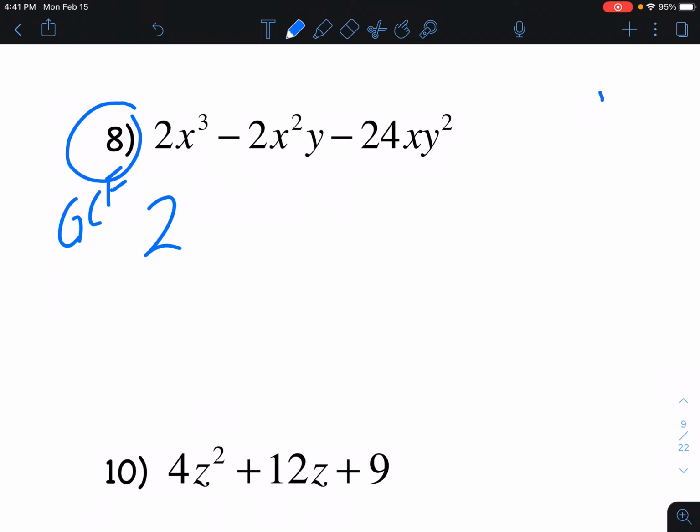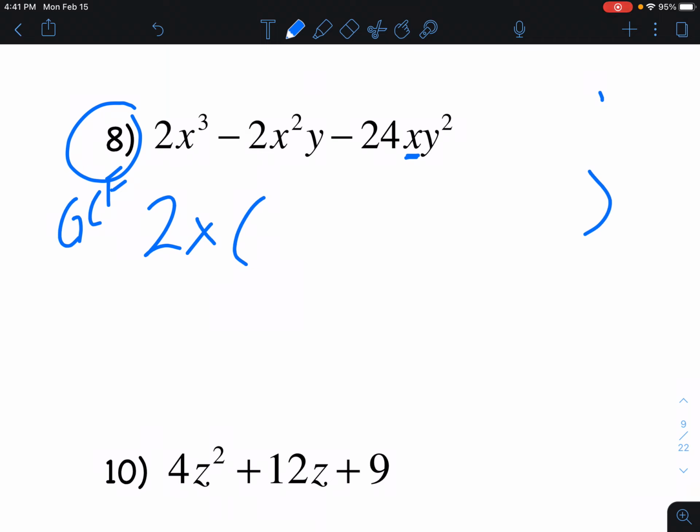And do I have anything else that's common to those three terms? Well, definitely x. Look how all three terms have x's in them. X to the third, x to the second, and x. We go with the smallest one here. So my GCF is 2x. Now put one set of parentheses for now.